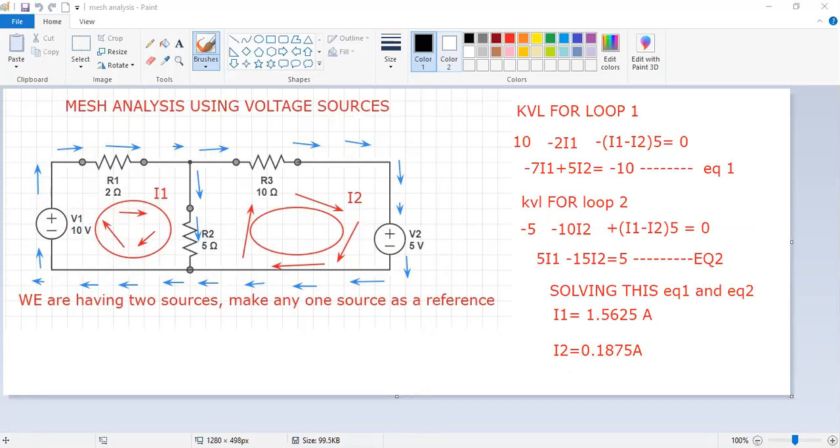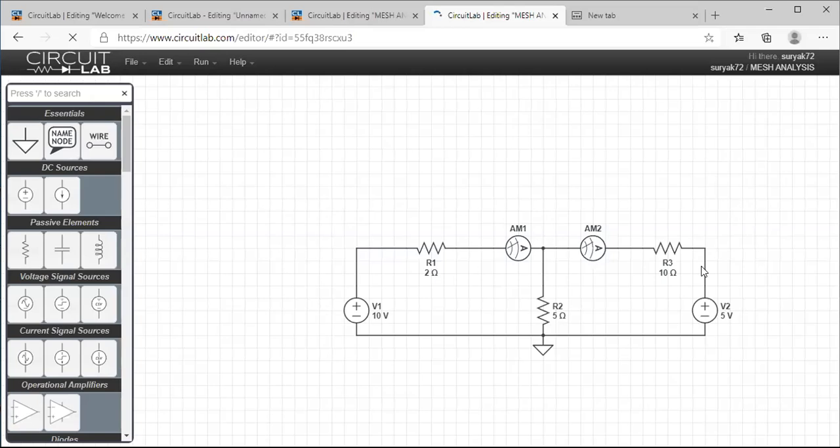Now I will verify by using circuits lab. I'm doing this by using circuitslab.com, and I will verify my answer. I'm placing one ammeter in this branch and one here, and from here I can find I1, and from here I can find I2. So we can verify the answers.